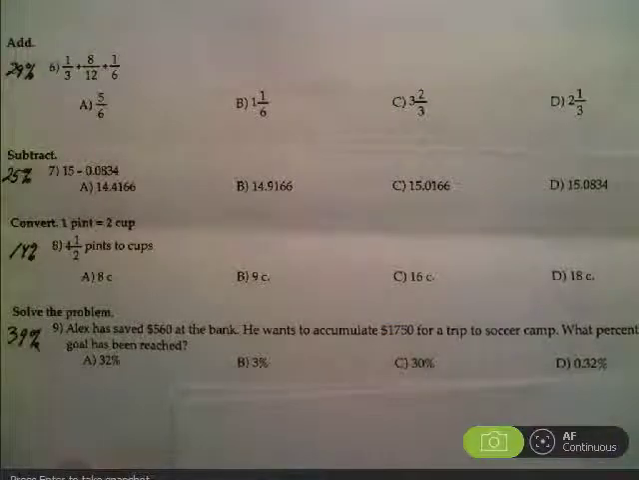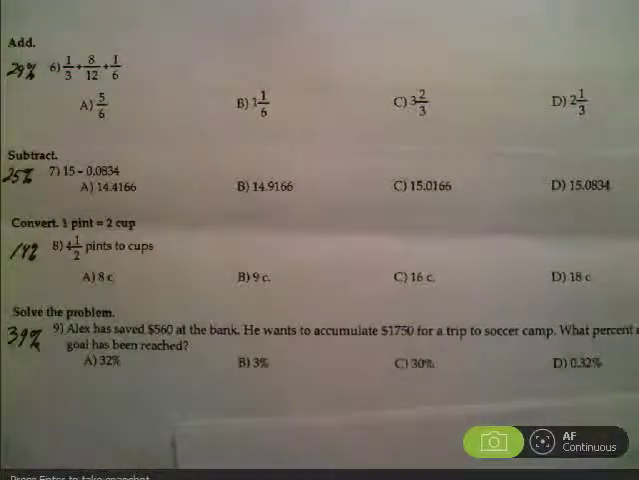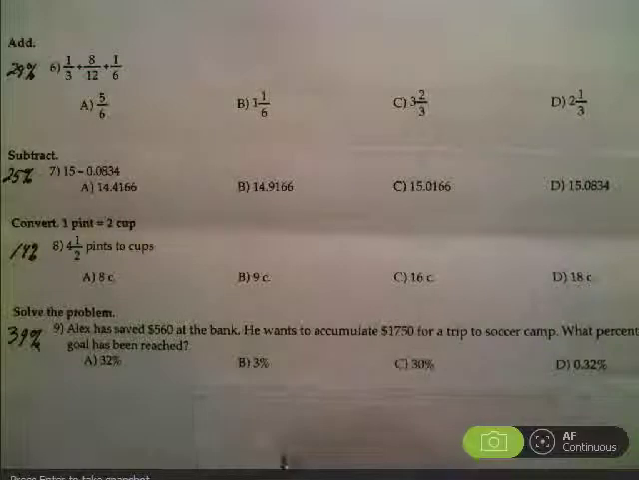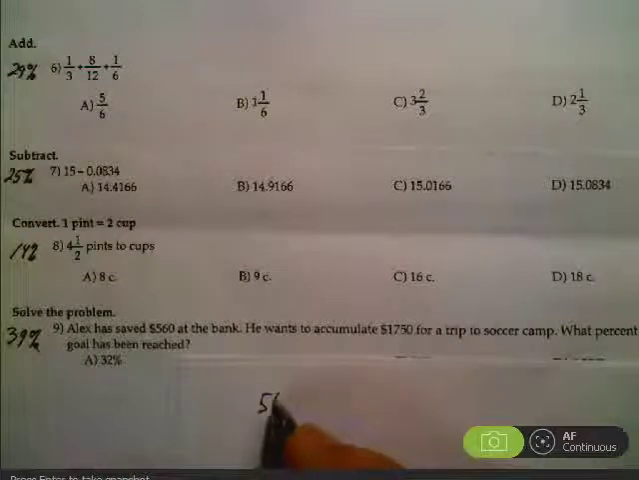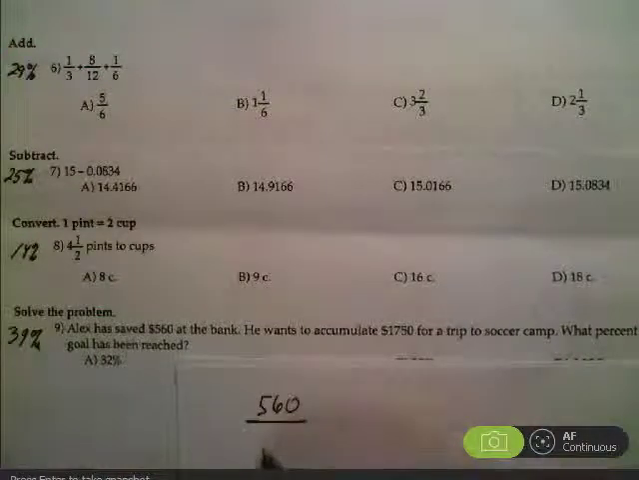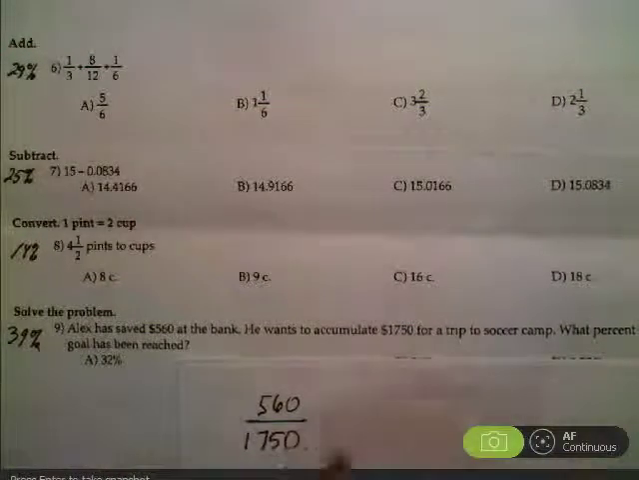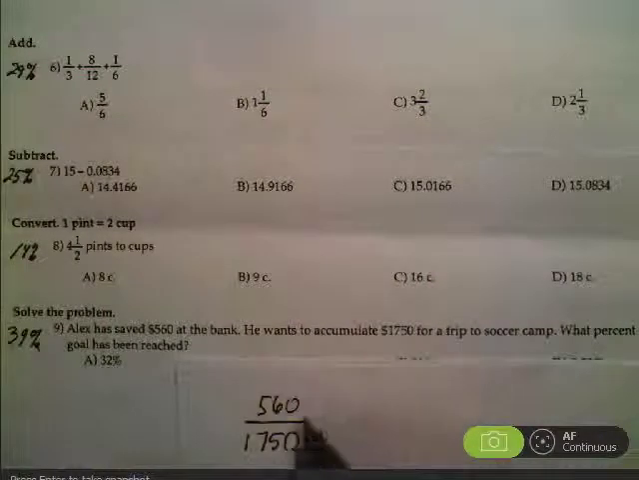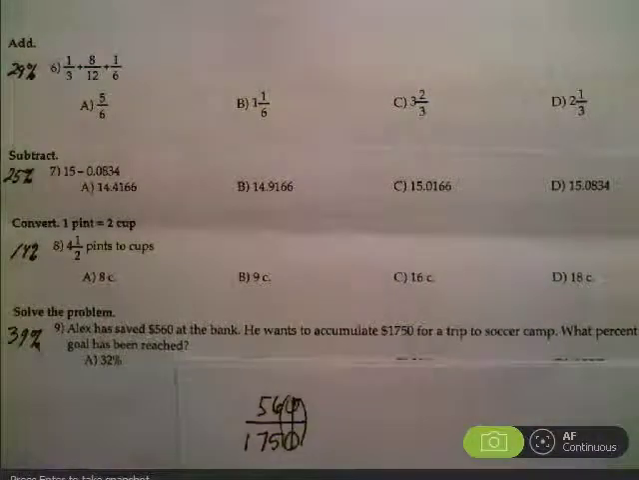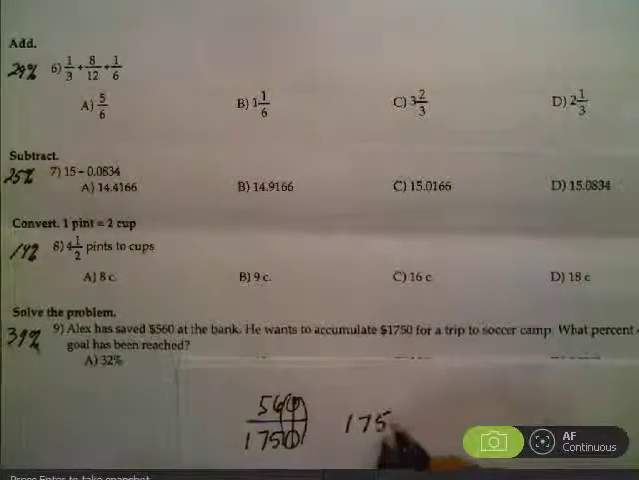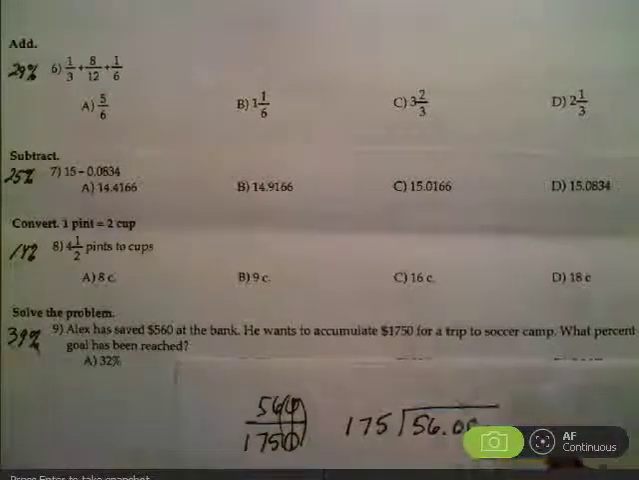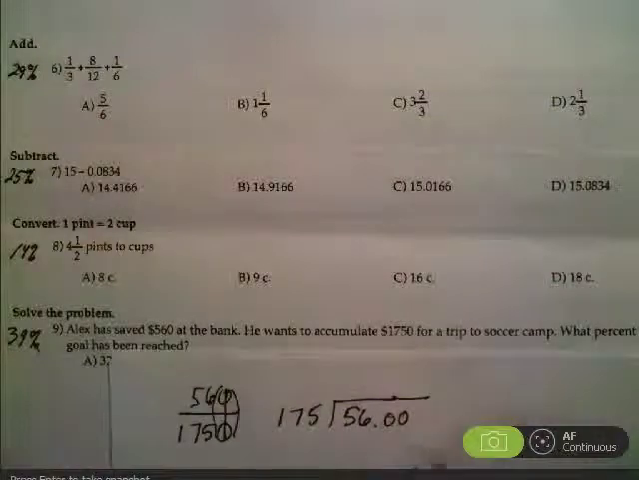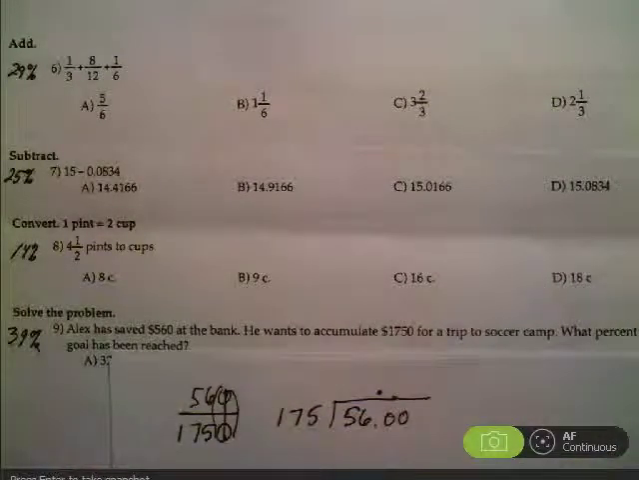Percents come rather late in the semester, and perhaps that's part of the problem, but let's look at that. He's saved $560. The total was $750. As we know, we can commute and associate those tens. So we're looking at 175 divided into 56. This is decimal division, a little bit of a problem for some people.